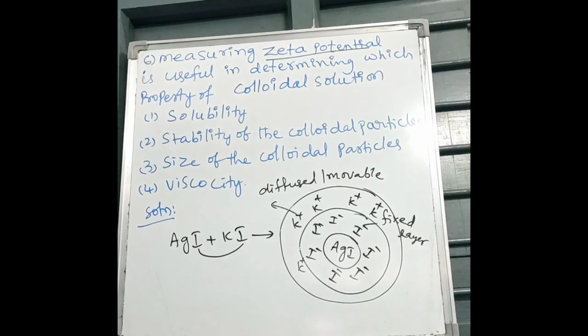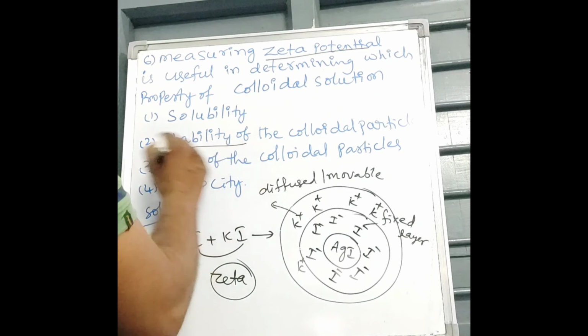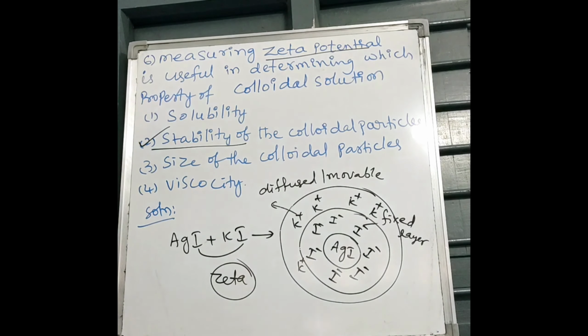layer. So due to the potential gradient, the potential difference between these two layers is called zeta potential. So zeta potential explains the stability of colloidal particles.